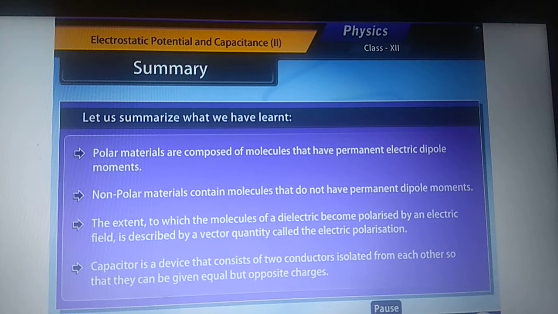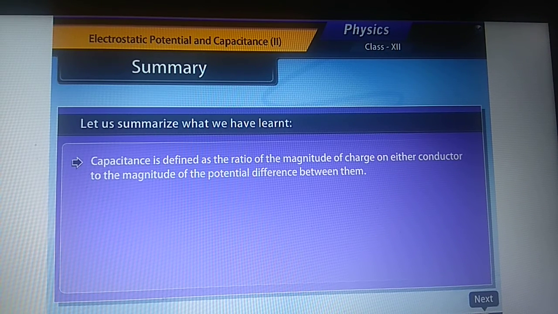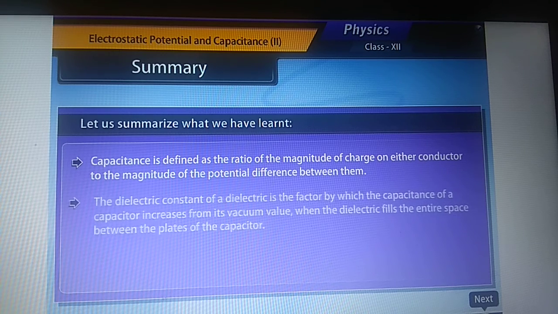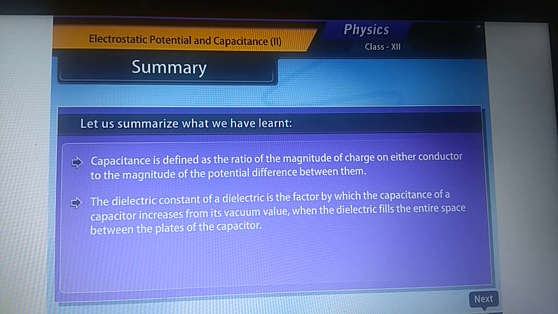A capacitor is a device that consists of two conductors isolated from each other so that they can be given equal but opposite charges. Capacitance is defined as the ratio of the magnitude of charge on either conductor to the magnitude of the potential difference between them. The dielectric constant of a dielectric is the factor by which the capacitance of a capacitor increases from its vacuum value when the dielectric fills the entire space between the plates of the capacitor.